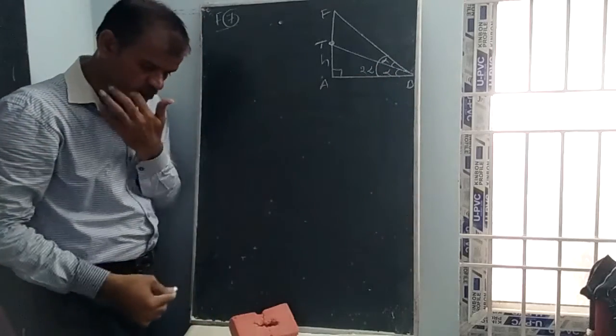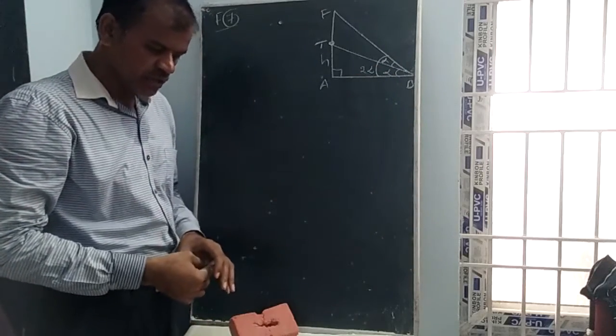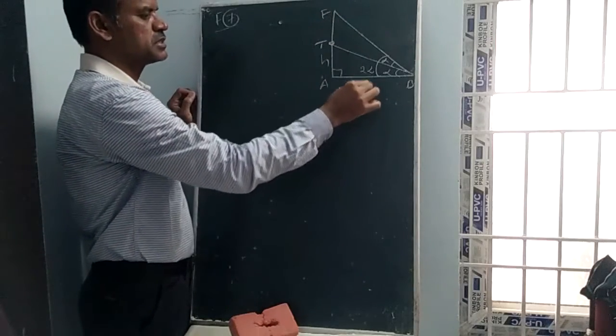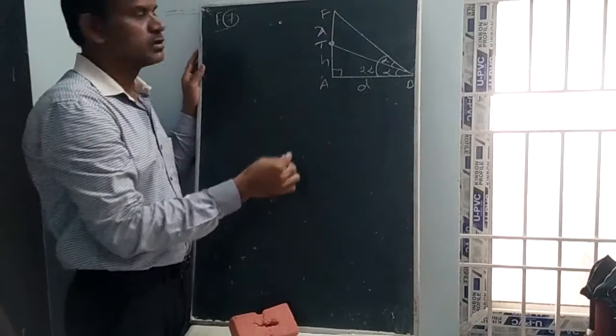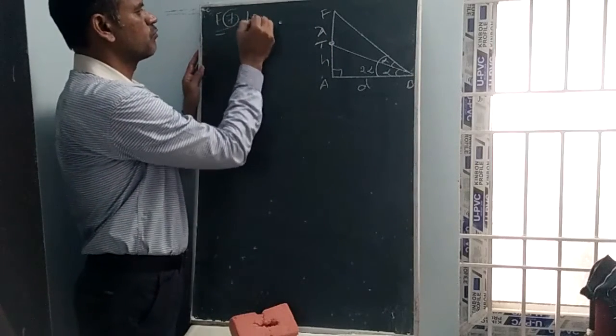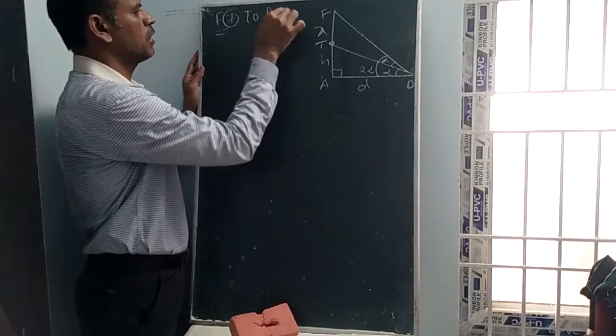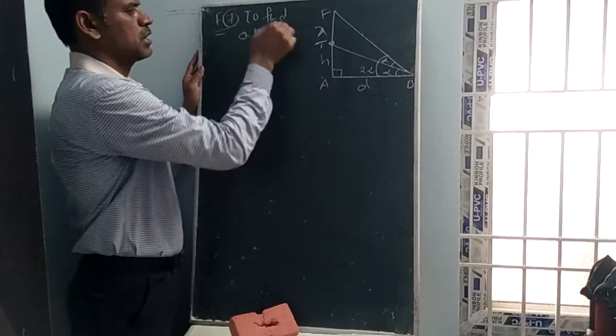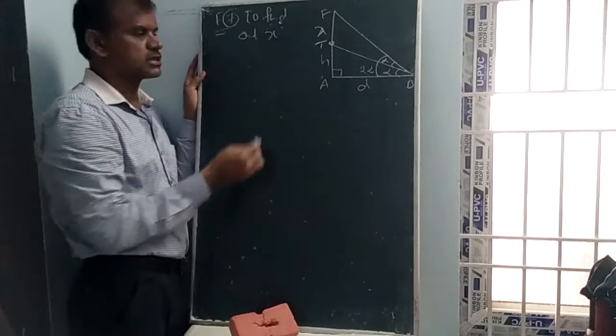Total angle 2 alpha. That's all. Then you need to calculate the height of the flag staff. This one you should calculate. This is D. Let this be X. To find out X, the height of the flag staff.